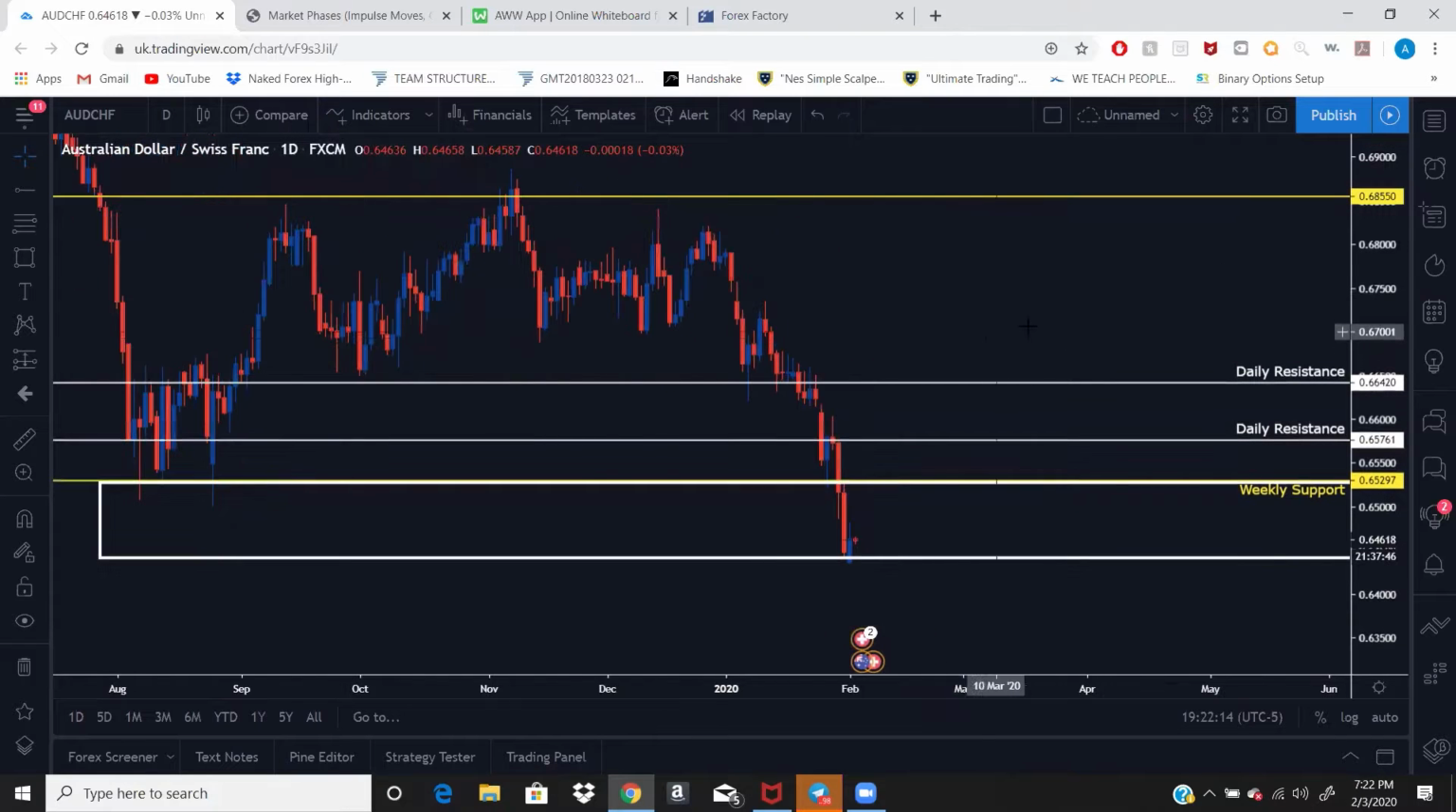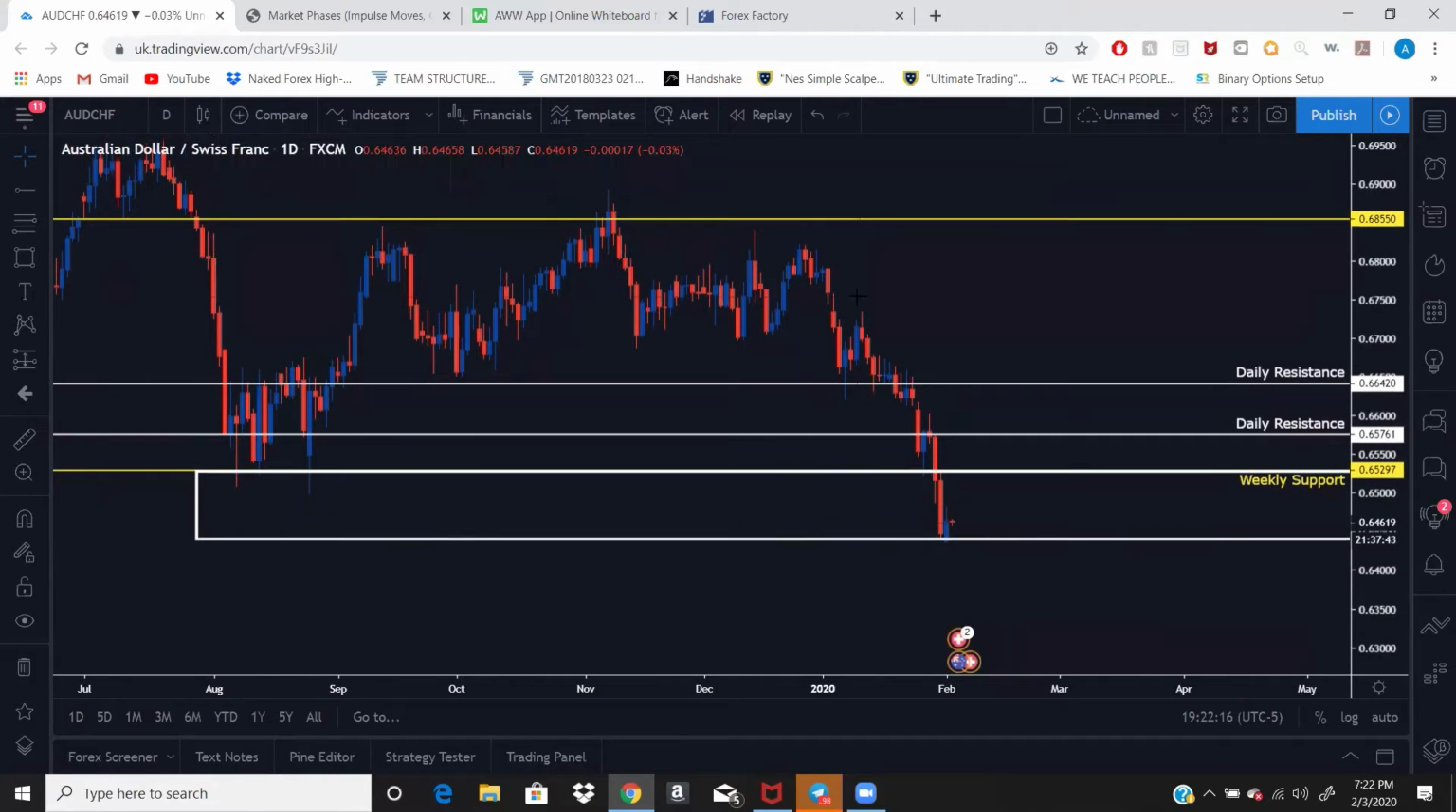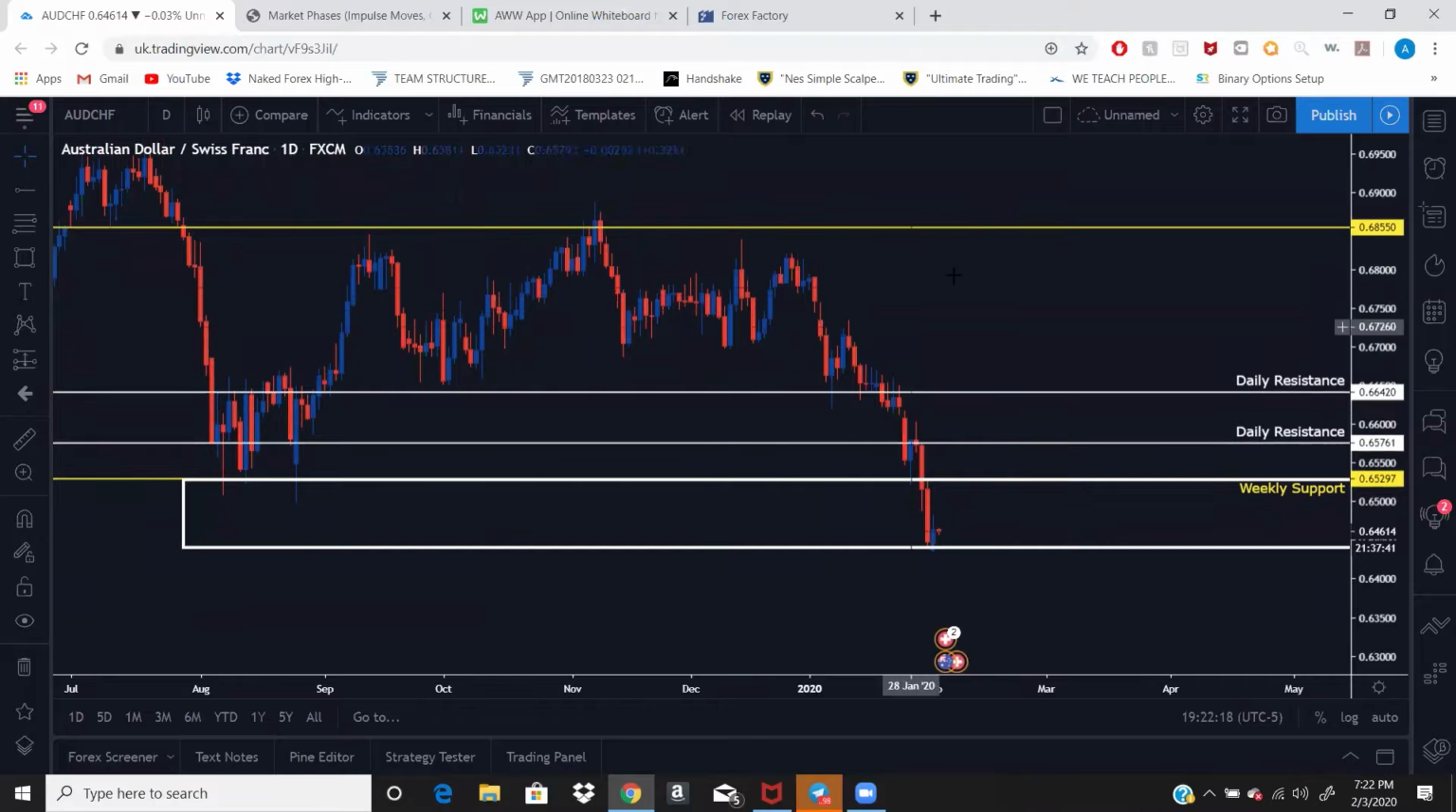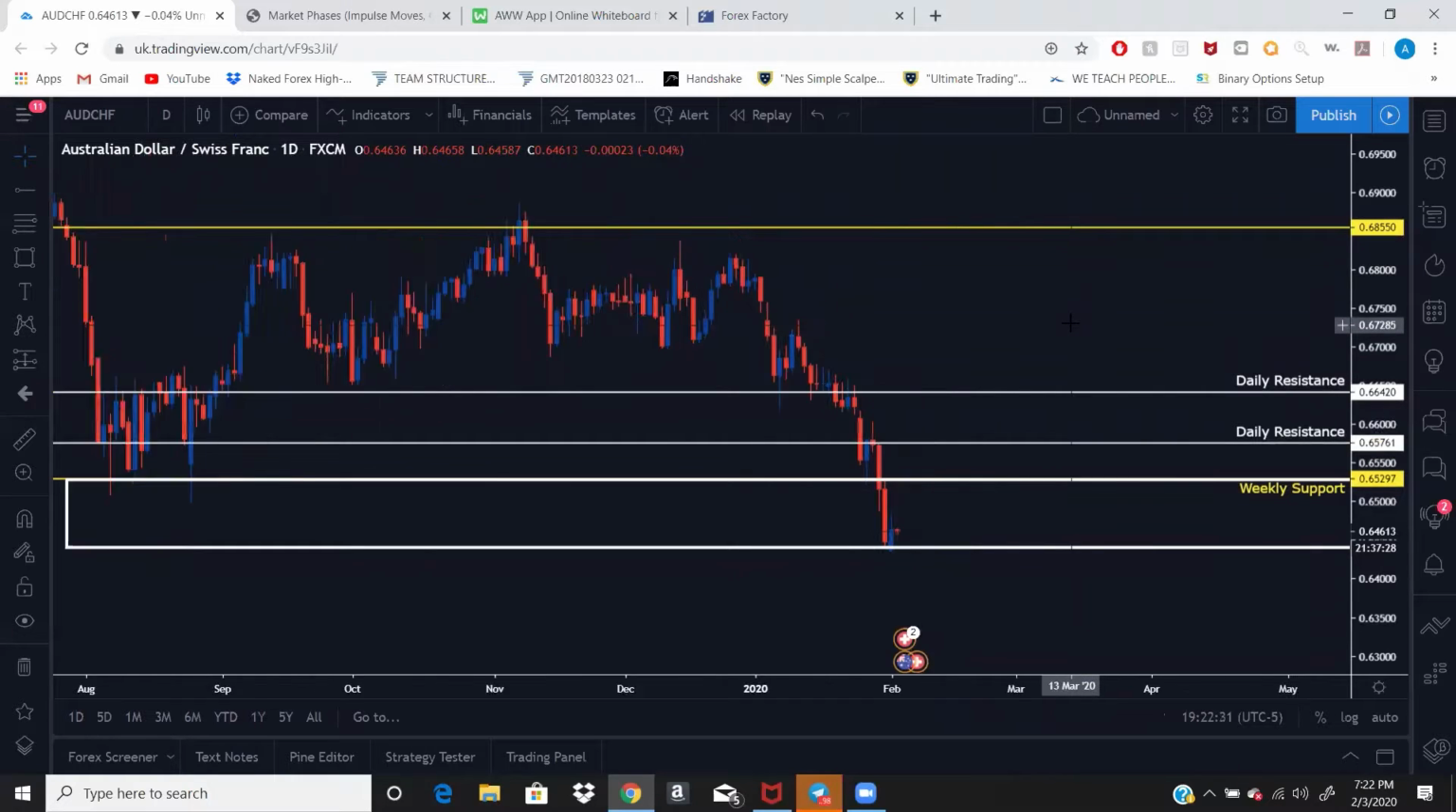And I just want to give you a heads up because people ask me a lot about AUDs. To swing trade them, you have to be patient because they don't move like GBPs. They don't move 200-300 pips in a day. It takes a few weeks for them.